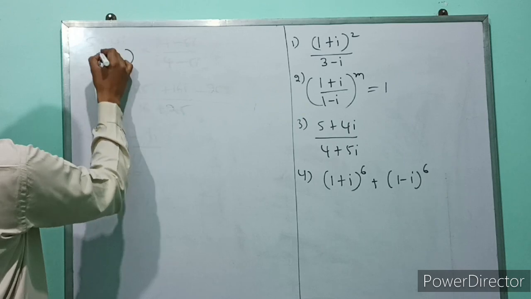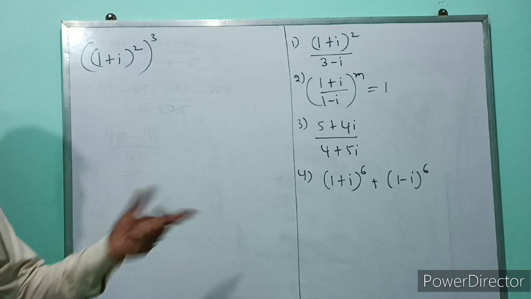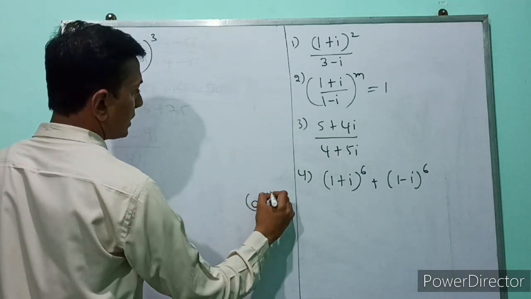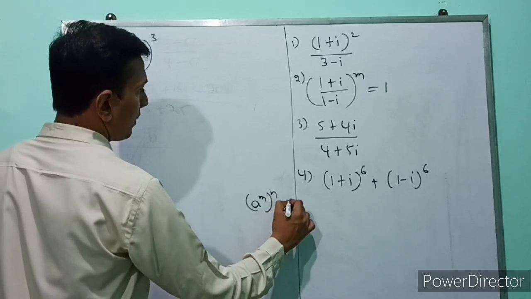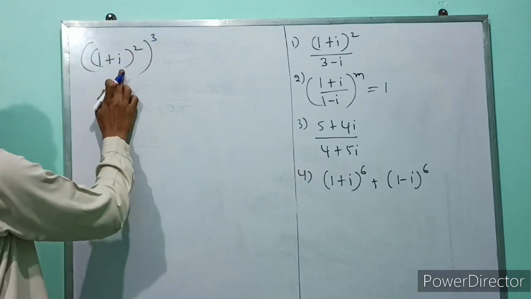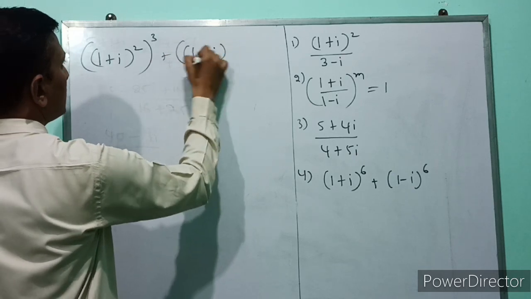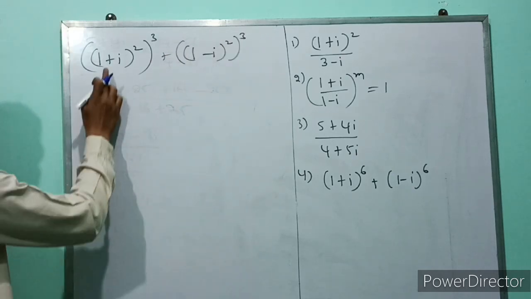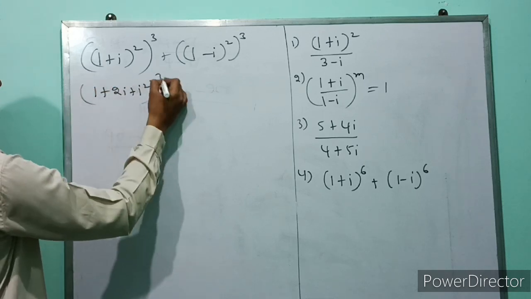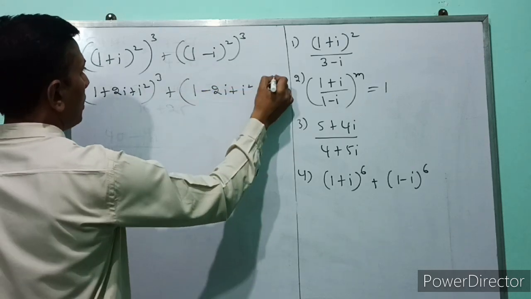I can write this as ((1 plus i) whole square) whole cube. So we have a simplification of exponents: (a power m) whole power n is equal to a power mn. So similarly, this 6 I have split as ((1 plus i) whole square) whole cube plus ((1 minus i) whole square) whole cube. So (a plus b) whole square, (1 plus 2i plus i square) whole cube. Here (a minus b) whole square, (1 minus 2i plus i square) whole cube.